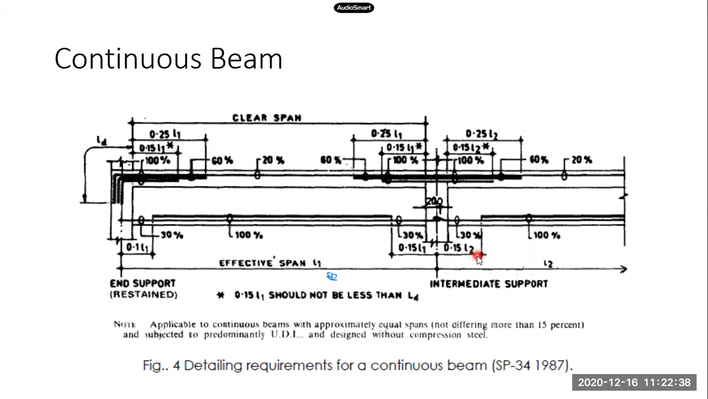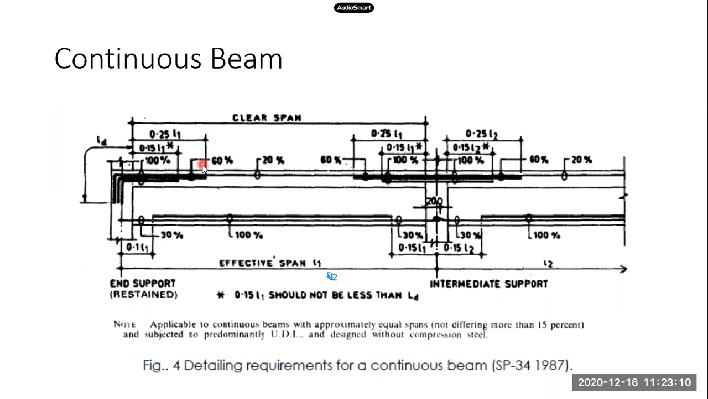Similarly, on the other side, what we have? 0.15 L2. This is the interior support now. Now we have come to the interior support. For exterior support, bottom steel, curtailment distance is 0.1 L1. Interior support, bottom steel, curtailment distance is 0.15 L1 or L2 over here. Okay. How much percentage should be available after curtailment? 30%. Okay, that is what you have. Other interior support, it will be the same. This will repeat. The same thing will repeat in the other interior support. So this is about the bottom steel here now.